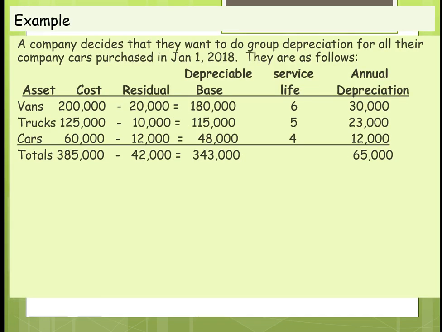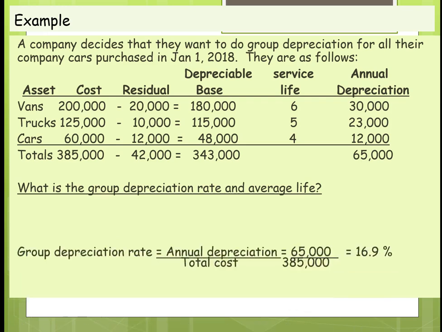Now, a company decides they want to do group depreciation. So we have a bunch of trucks. They're similar. They're all cars in one form or another, but different values. So what we do is we're going to calculate the annual depreciation on each, take the total cost minus the residual value, gives us our depreciable base.